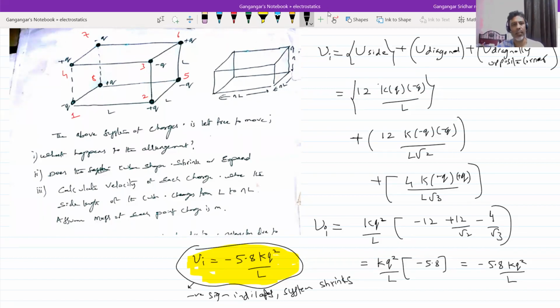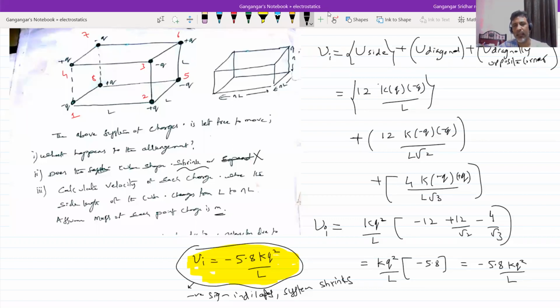Okay, fine. But what is our question? Our question was to calculate velocity. So what happens to the arrangement? Does the cube shape shrink or expand? It will shrink, it will not expand. Then after this: calculate the velocity of each charge when the side length of the cube changes from L to NL, and the mass of each point charge is M. How to get the speed of each point charge? How is it possible?